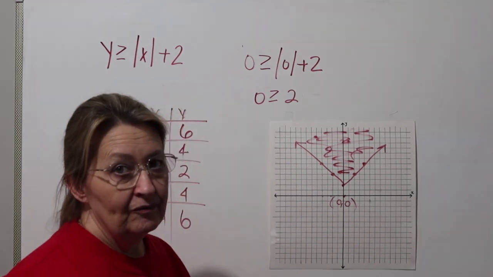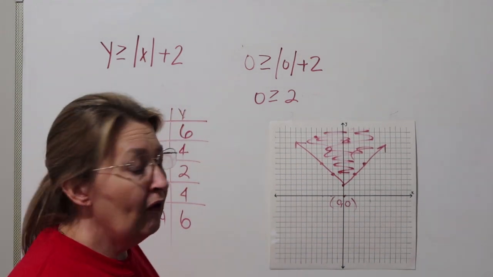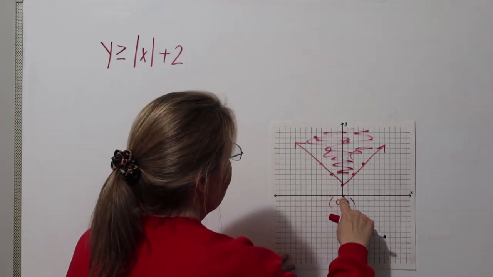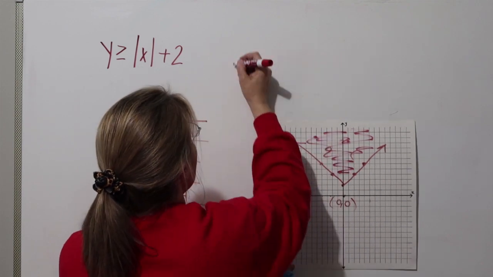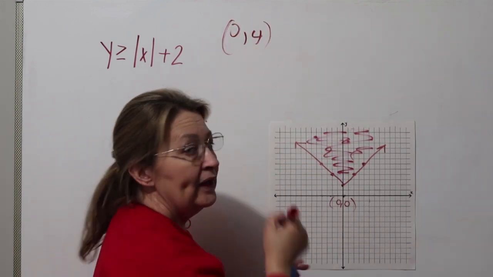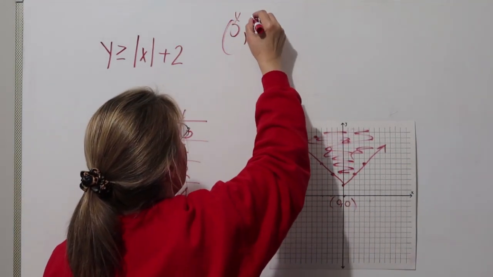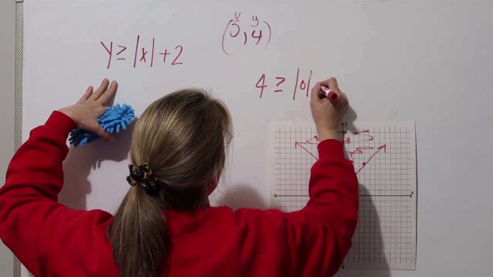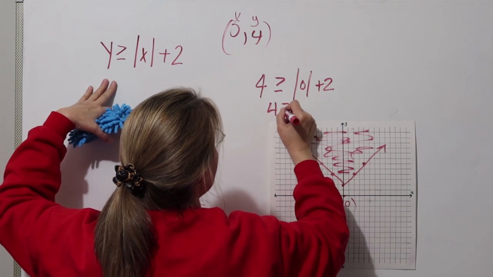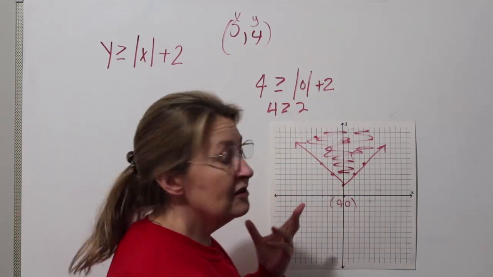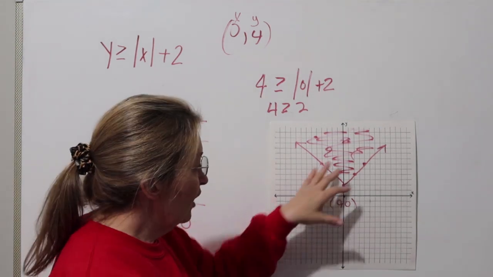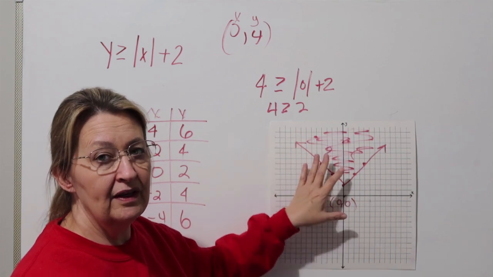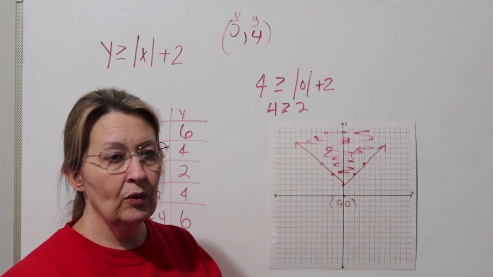Now if you want to check it, which is a good idea, let's just pick a point on the inside. That would be, let's see, 0 to the right or left and up 1, 2, 3, 4. So let's check the point 0, 4. Now remember, 0 is your x and 4 is your y. So I'm going to have 4 is greater than or equal to 0 plus 2. 4 is greater than or equal to 2. Is 4 greater than 2? Yeah. So that verifies that it's the set of numbers inside the V that make this true. Okay? Let's look at one more.